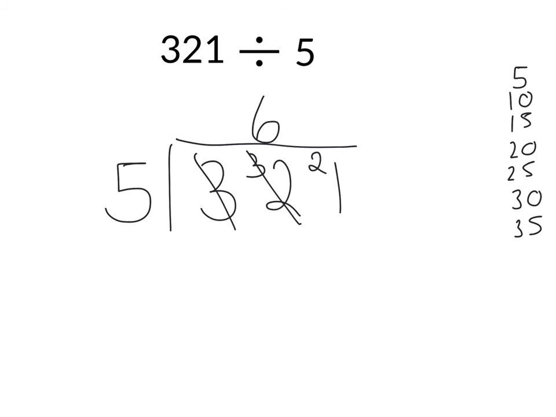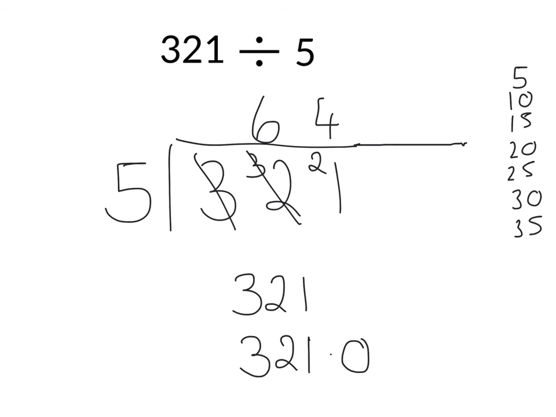Now I consider how many 5s go into 21. So again, I use my times table, and I see there is 4 with 1 left over. However, this time, I've got 4, and I've got 1 remainder with nowhere to put it. Now, the strategy that we're going to use here is a little bit of a trick, if you like. So we started off with the number 321. We can write 321 in a slightly different way.